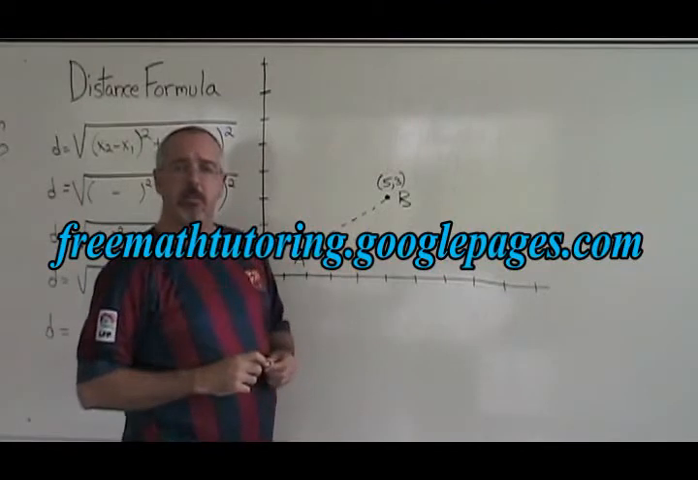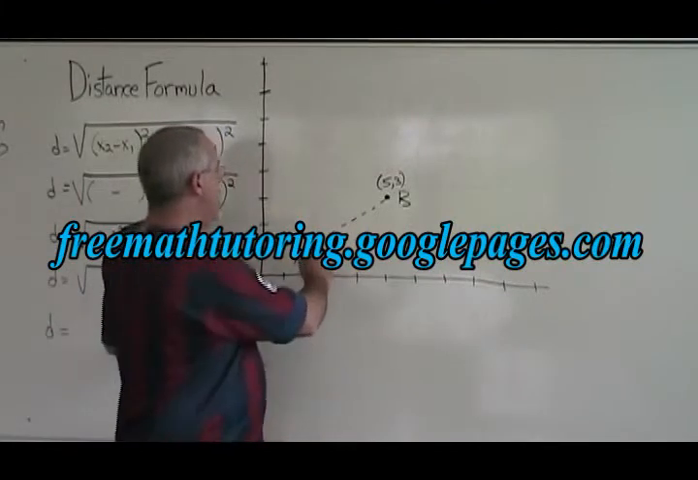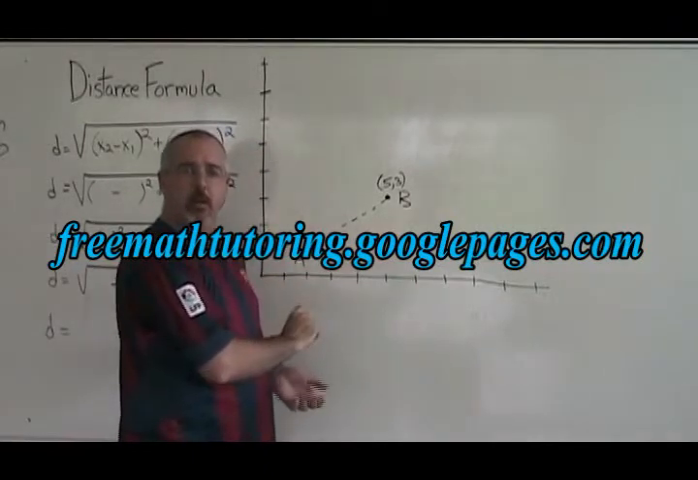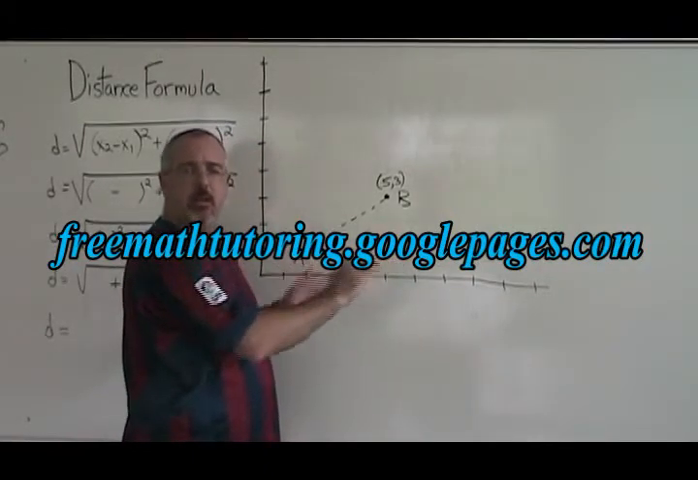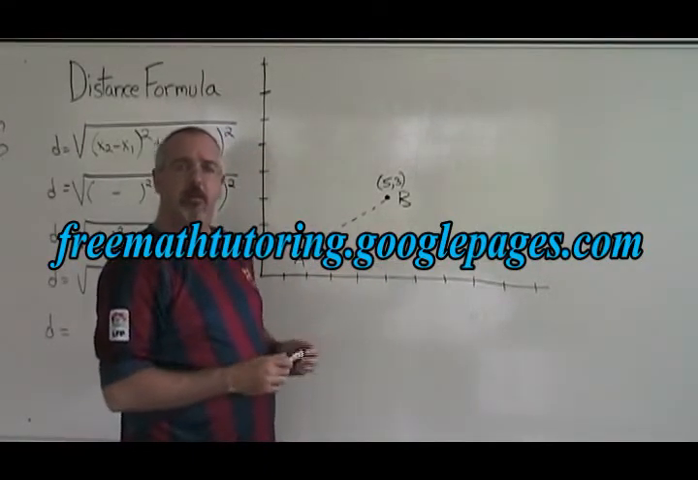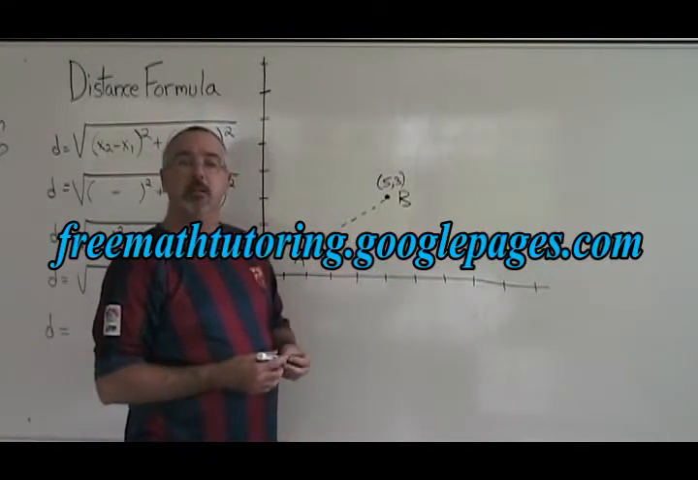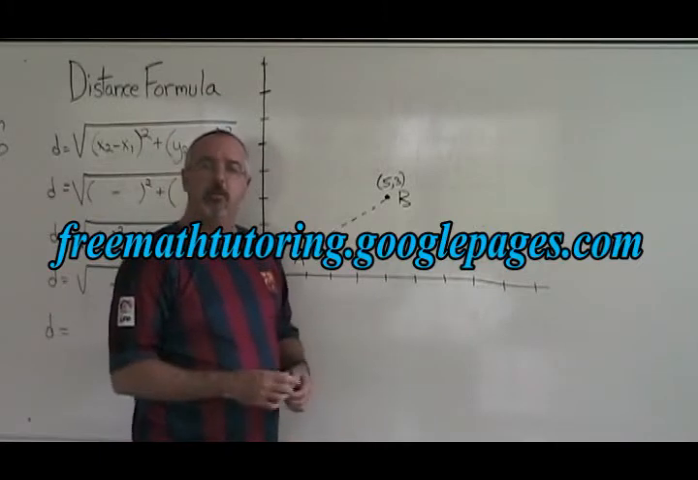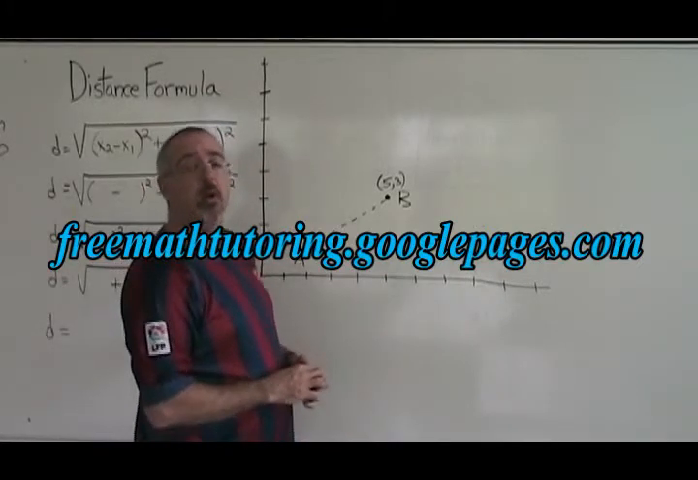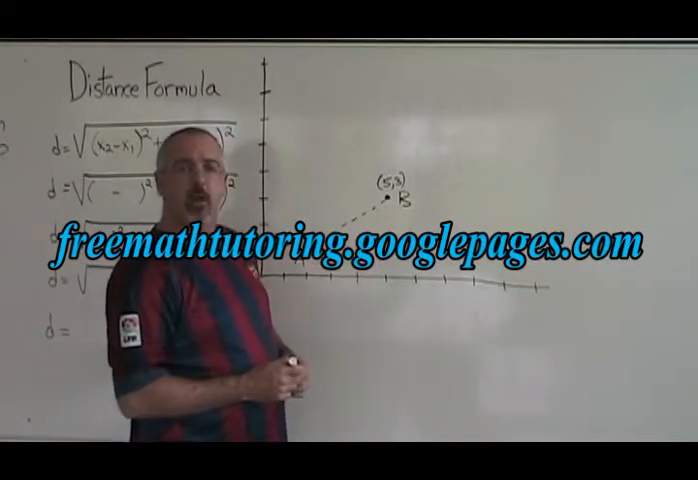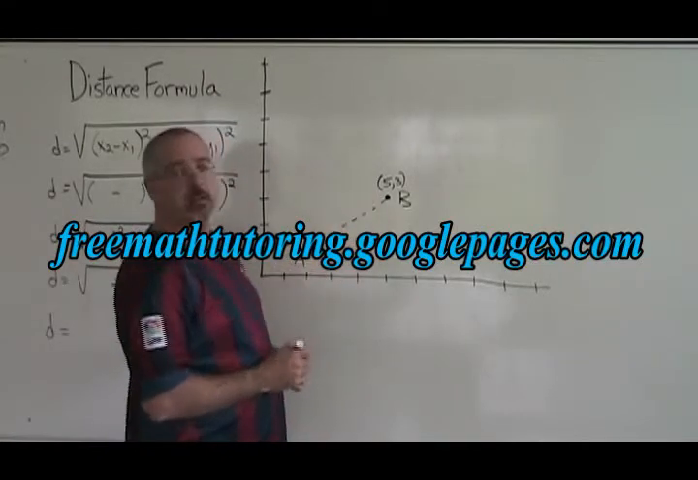I want to know the distance between them. This line doesn't go straight across or straight up and down, so I can't just count squares. That's not going to be a reliable way of figuring out the distance. But I can do a cute little trick because I remember my geometry from secondary 1, secondary 2. I know Pythagoras' theorem. I can draw a right triangle where this dotted line is the hypotenuse.